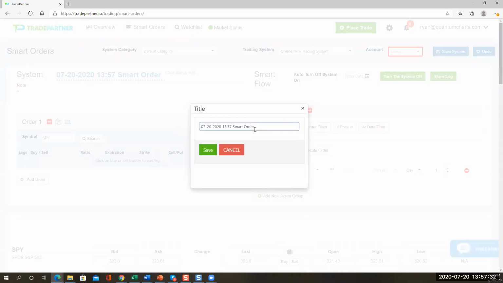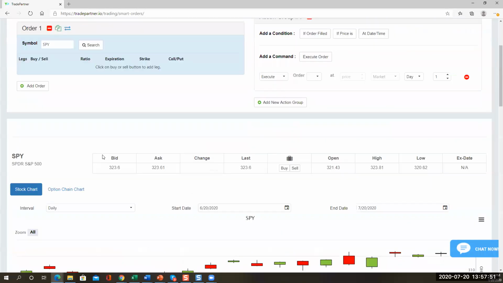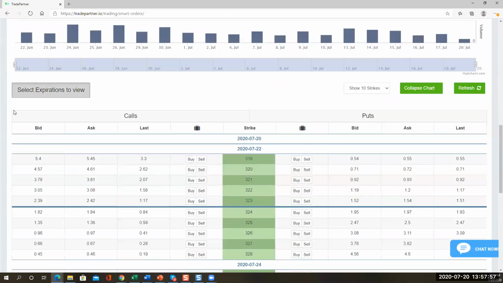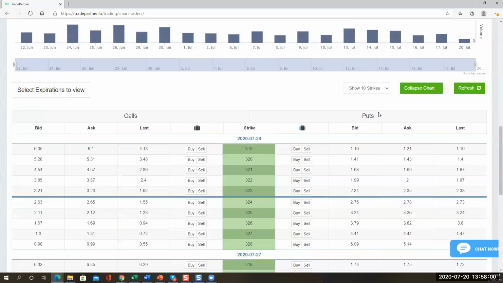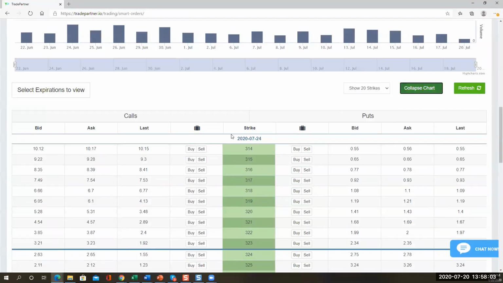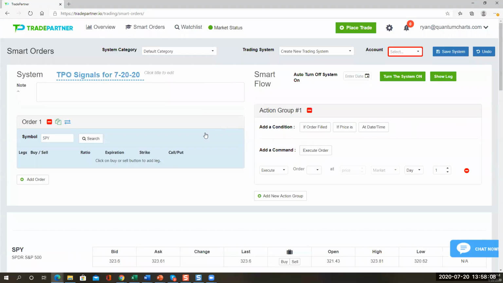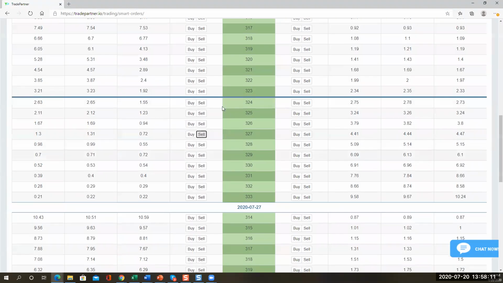This is the TPO live call for our live TPO signals, I should say. First of all, we're going to be looking at 724 and 727. And we'll increase that, collapse the chart. All right, so the market's trading almost at 324. So let's just take a look at the 324, 327, and then 328.